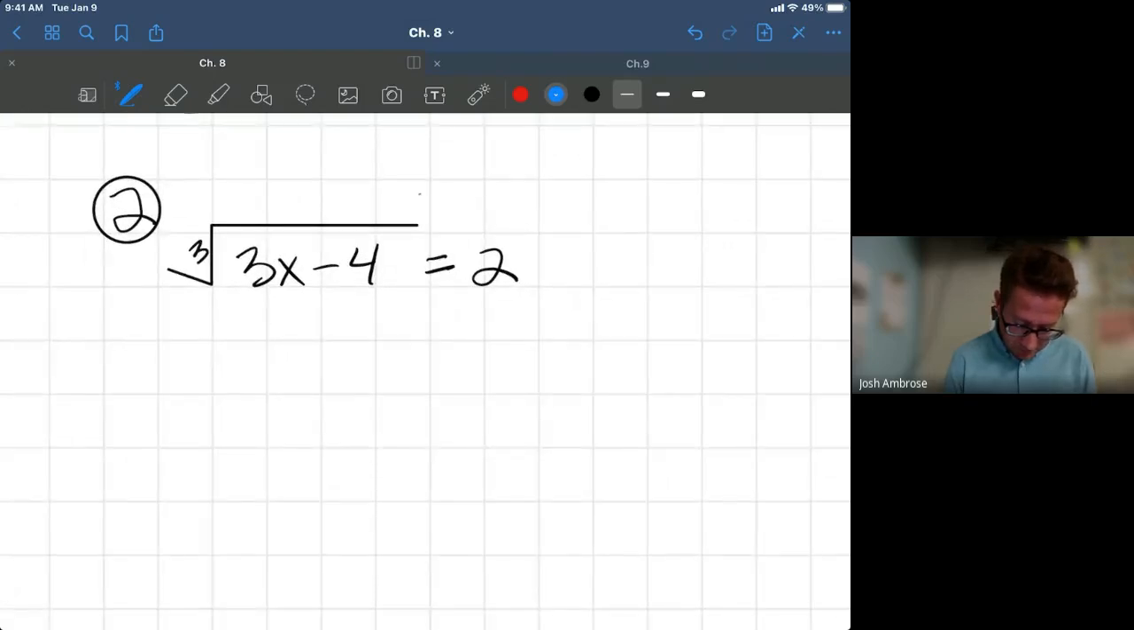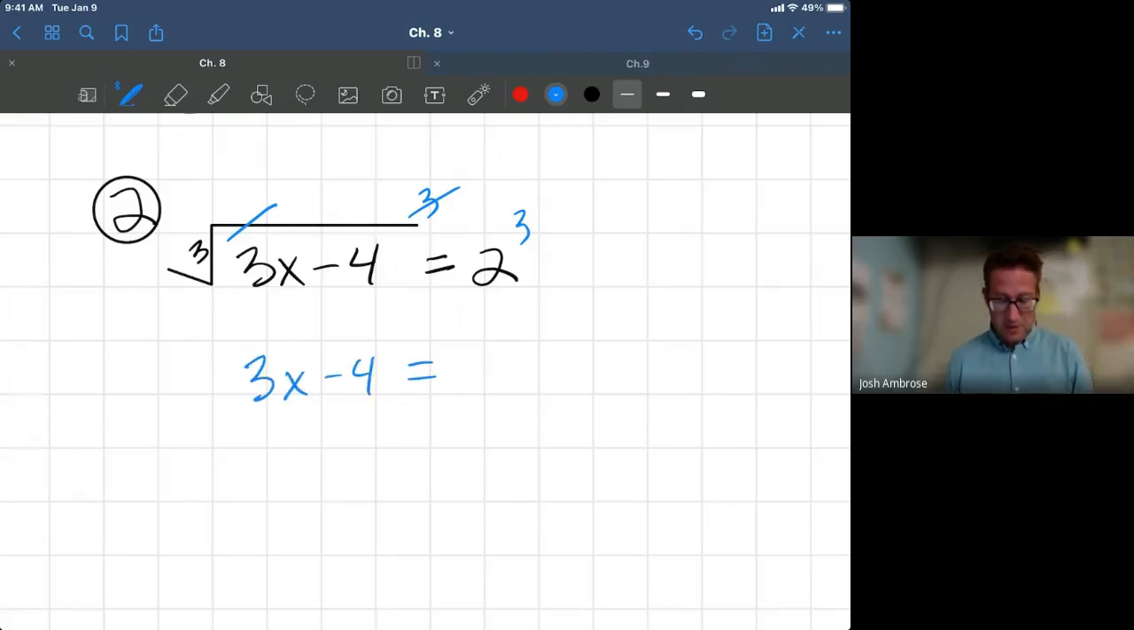You cube it, all right? And that goes for both sides. So we're going to cube both sides. A cube root will cross out with a cube, leaving you with just what was underneath, 3x minus 4. 2 to the third power, that's going to give us 8.